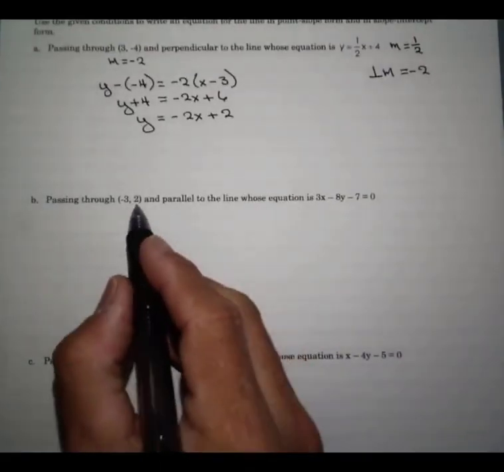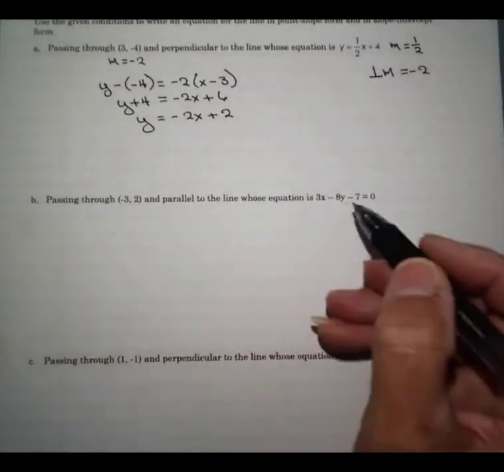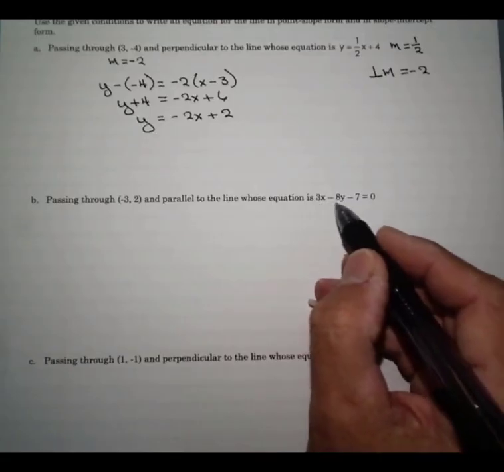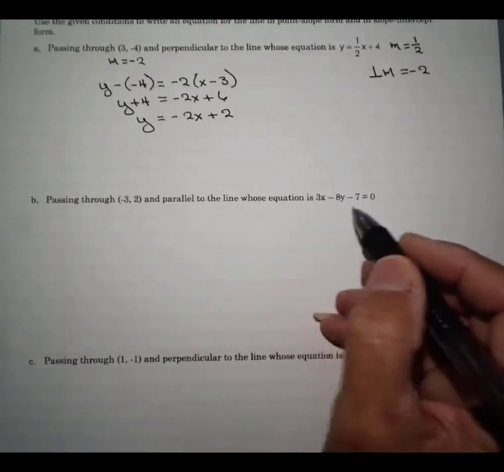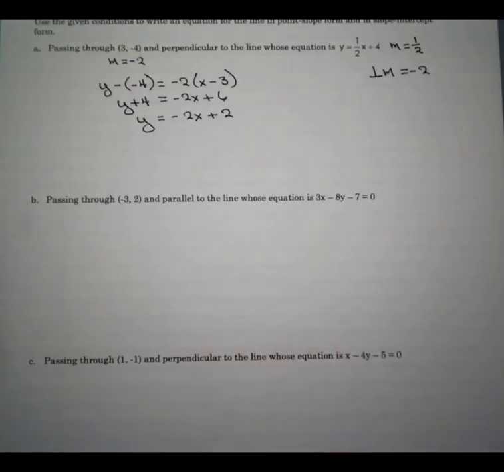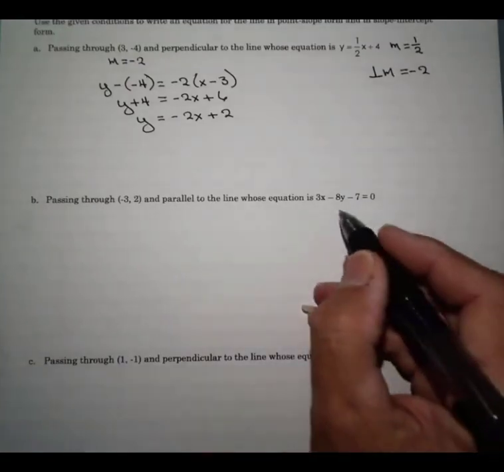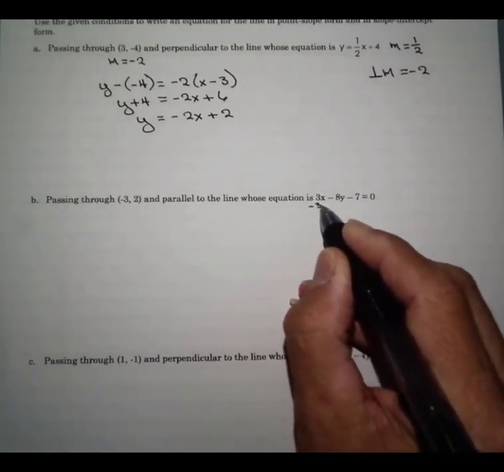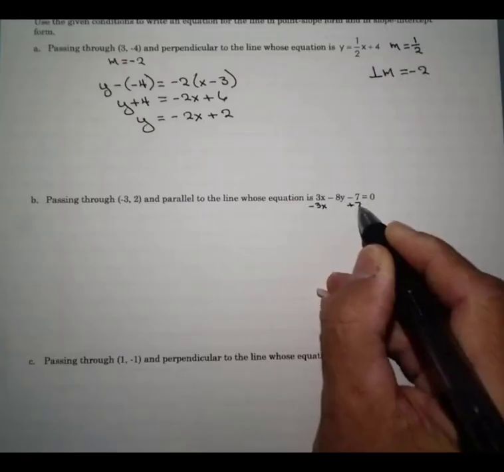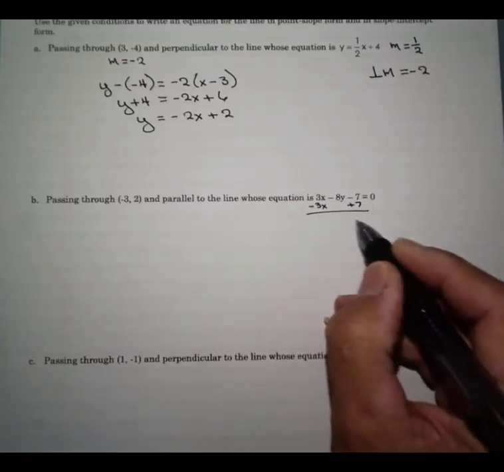I'm passing through this point. I'm parallel this time to the line whose equation is 3x minus 8y minus 7 is equal to 0. Well, I can't tell what the slope is on that one. I'm going to have to solve the equation for y. So first of all, I'm going to be subtracting 3x and adding 7 to both sides. I go ahead and write it down.